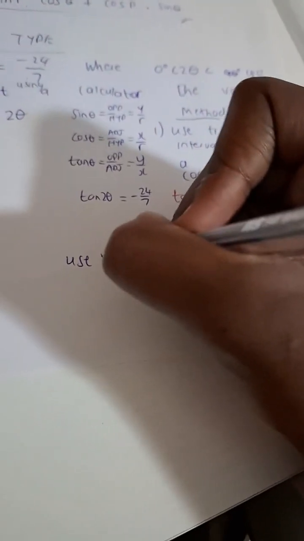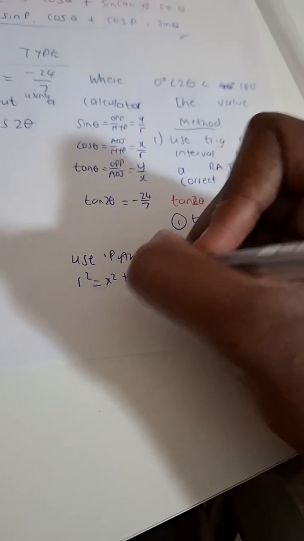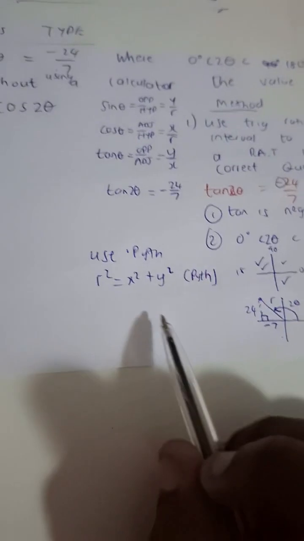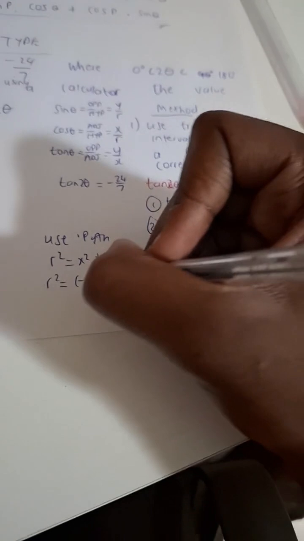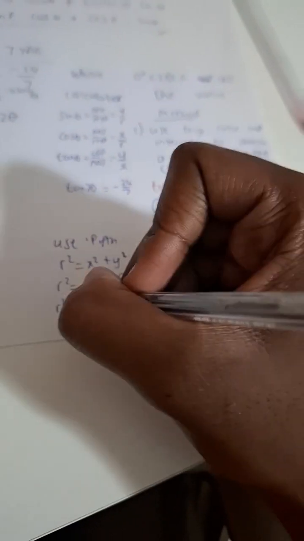Then to find the missing value of r, what do we use, guys? We use Pythagoras. So we say r squared is equal to x squared plus y squared. Our r value, we are going to find x is negative 7. So we put it in brackets and we square it. Y is 24. We put it in brackets and we square it. Then we move. R squared is equal to what's 7 squared?